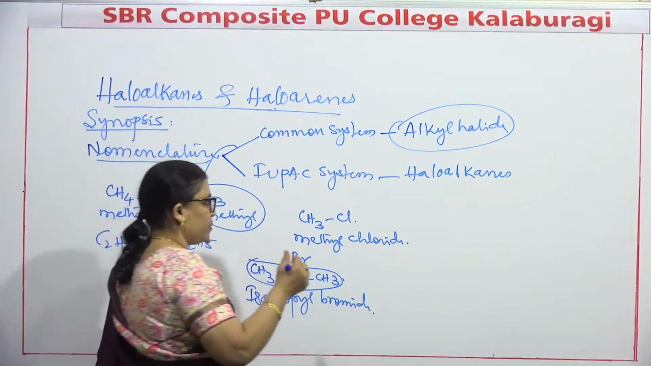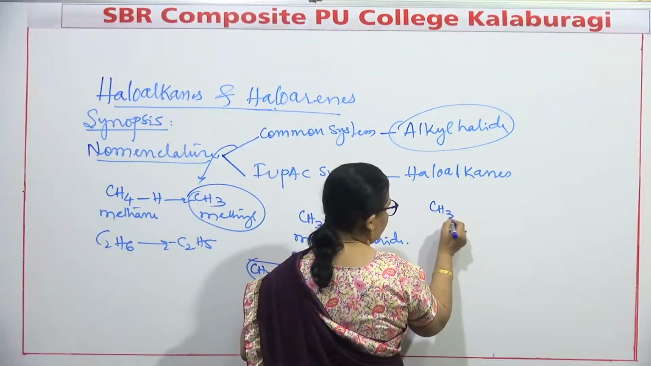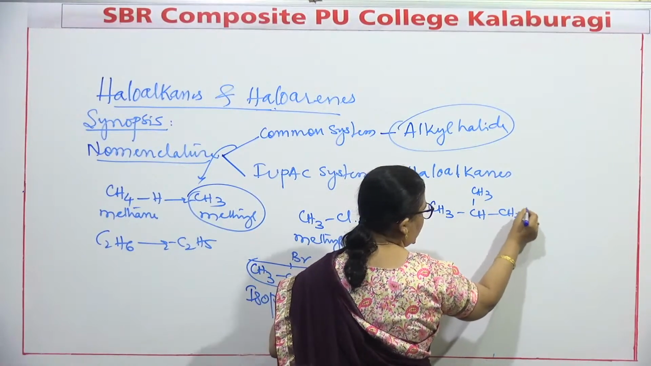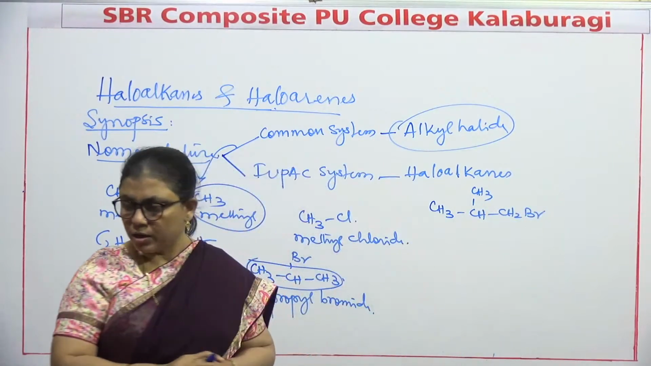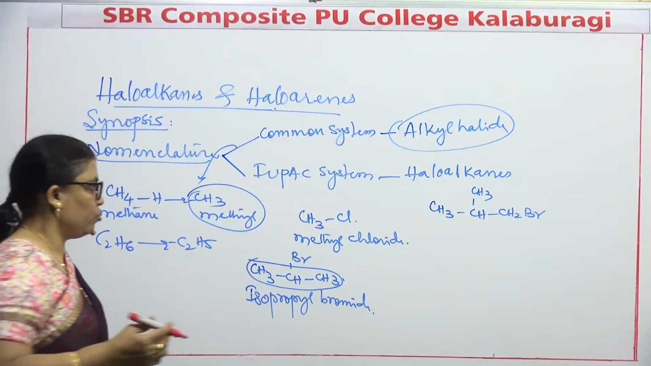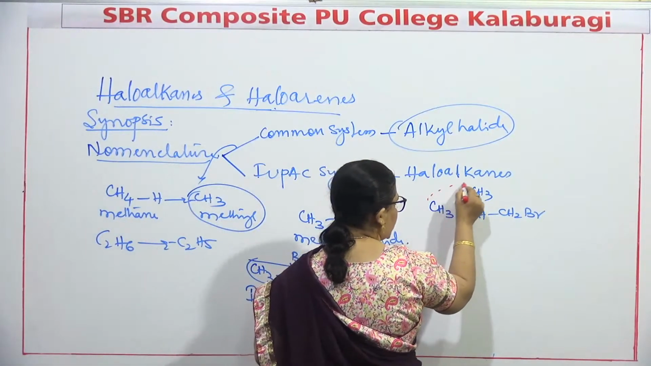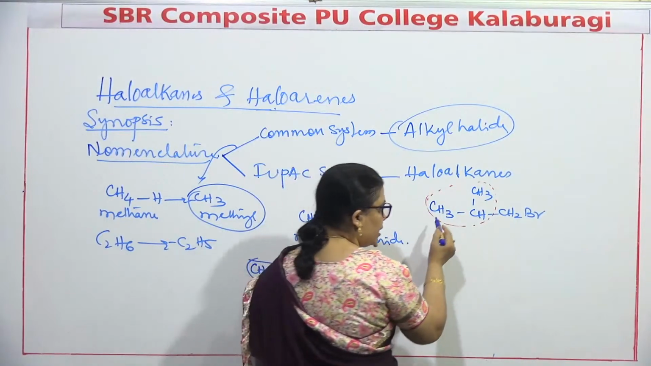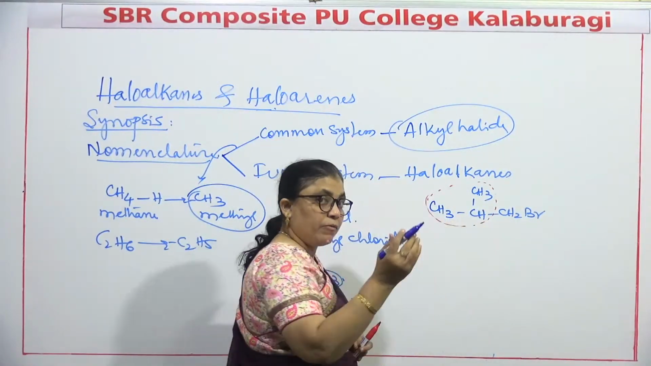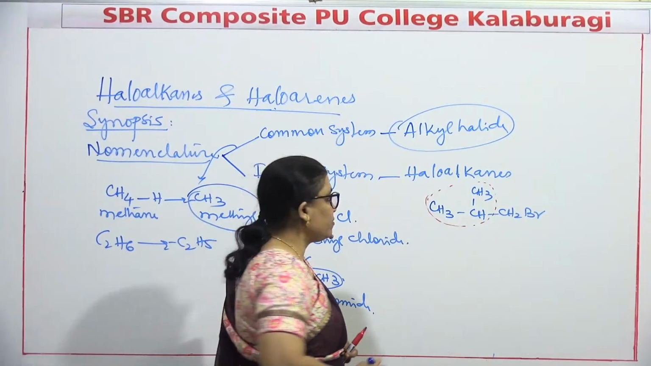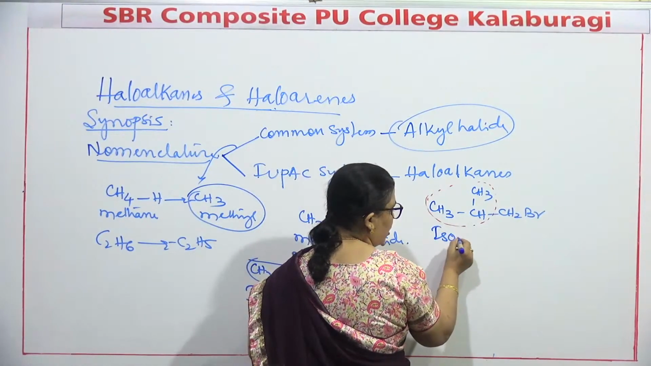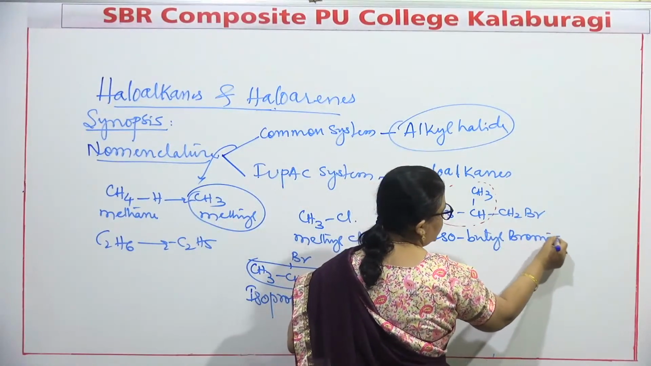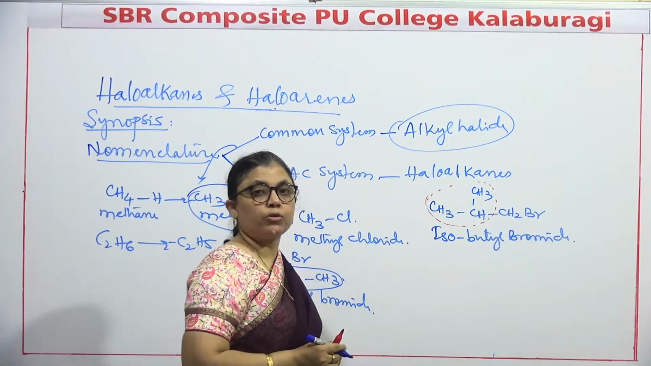If I go with CH3-CH(CH3)-CH2-Br, remember, children, this group is called the iso group. Here, in iso, we have 3 carbon atoms, and one more carbon atom is present, that is CH2Br. We can call it isobutyl bromide.